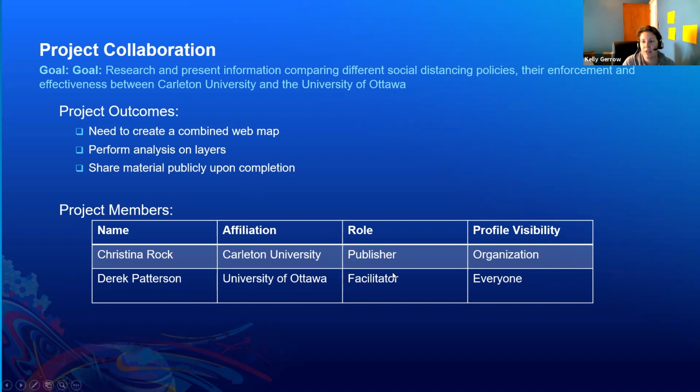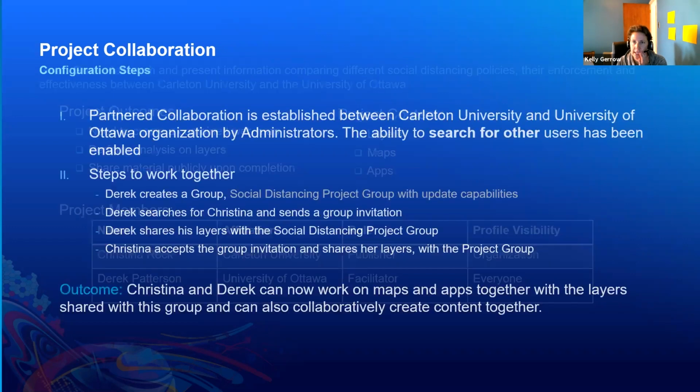If we take a quick look at who these users are, we've got Christina. She's a member of Carleton University, she's a publisher. Her profile visibility is accessible to everyone. Sorry, not to everyone, to the organization. Because she's going to be participating in a partnered collaboration, the participants will be able to search for her. We've got Derek. He's part of the University of Ottawa. He happens to be a collaboration coordinator, but that's going to be used in the second scenario, but it's all right. He is a facilitator and his profile is visible to everyone. So they're going to create some content.